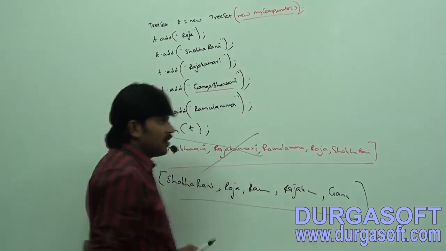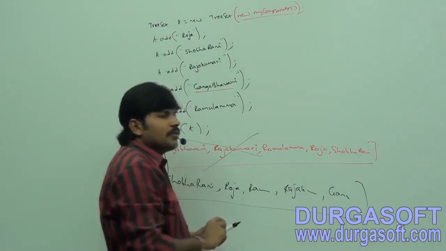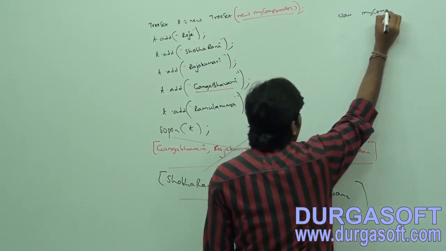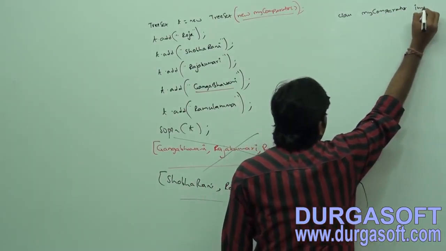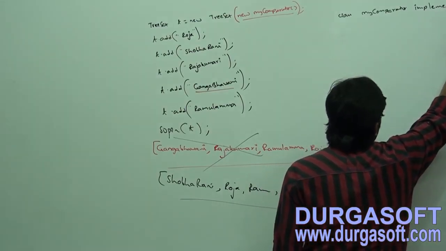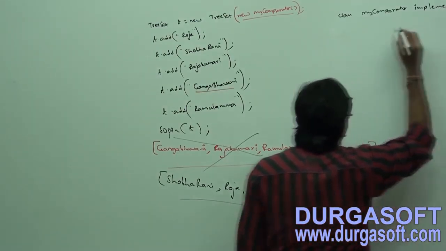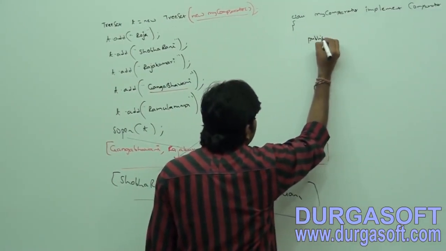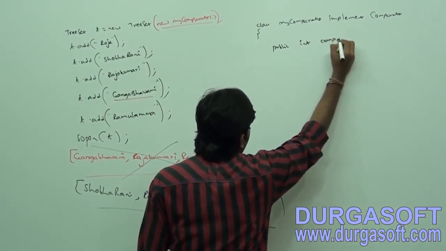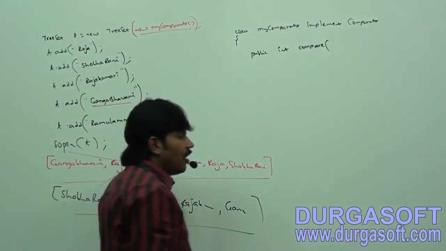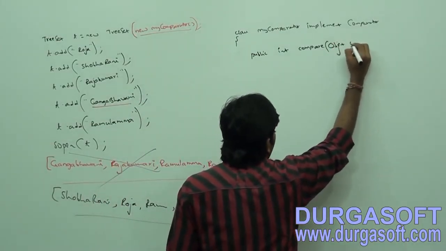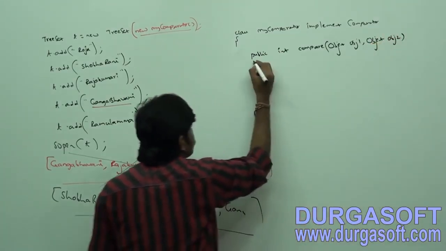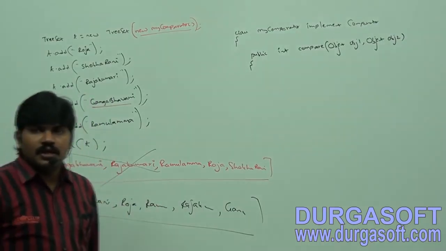Now I am passing a Comparator object. Now how to implement Comparator? Not much explanation is required. Class MyComparator implements Comparator. Now public int compare of Object obj1, Object obj2.